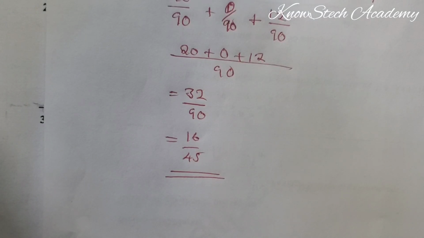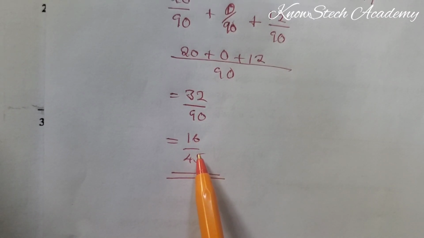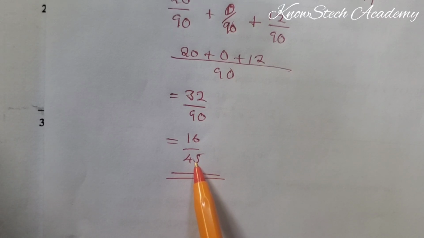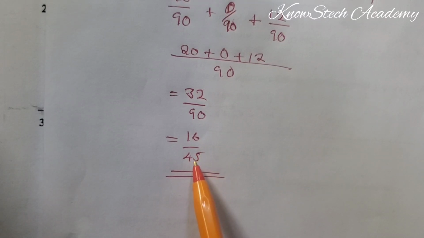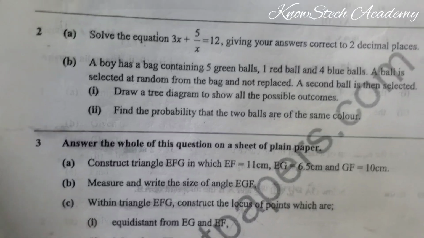We see here that 3 can't go into 16. Okay, 2 can go into 16 but can't go into 45. 8 can go into 16 but can't go into 45. So this is the lowest. And that's the answer to this question here, which is question what?